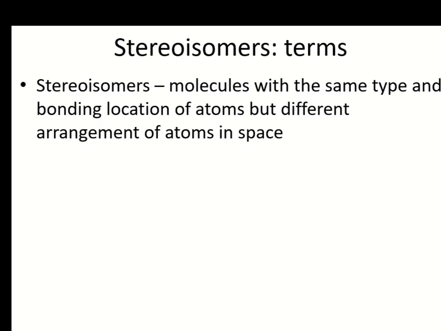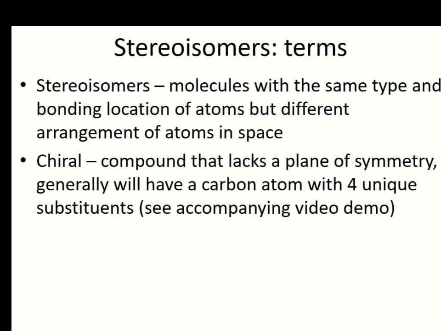One is the idea of stereoisomerism itself, and this occurs when molecules that have the same type of atoms and the same bonding location of the atoms have different arrangements of the atoms in three-dimensional space. Those are stereoisomers. Now, stereoisomers typically arise in small molecules from compounds that have a chiral carbon, or compounds that are chiral, sometimes called handed. Okay, and these compounds lack what's called a plane of symmetry. There's no way to take a molecule and bisect it into two equal halves.